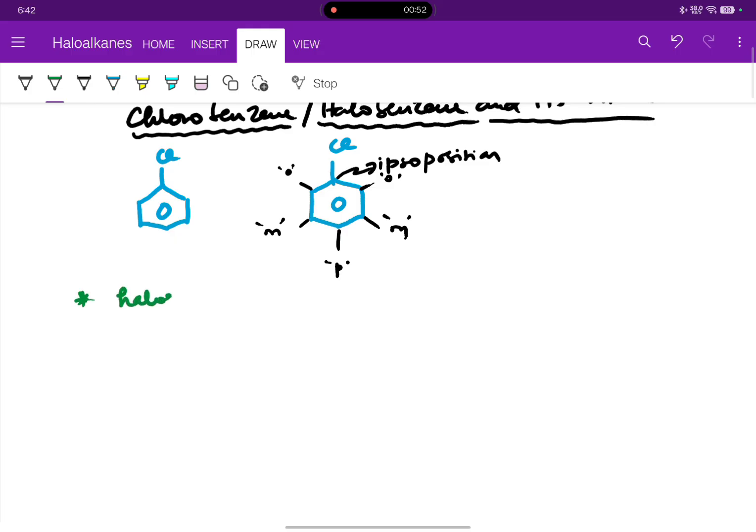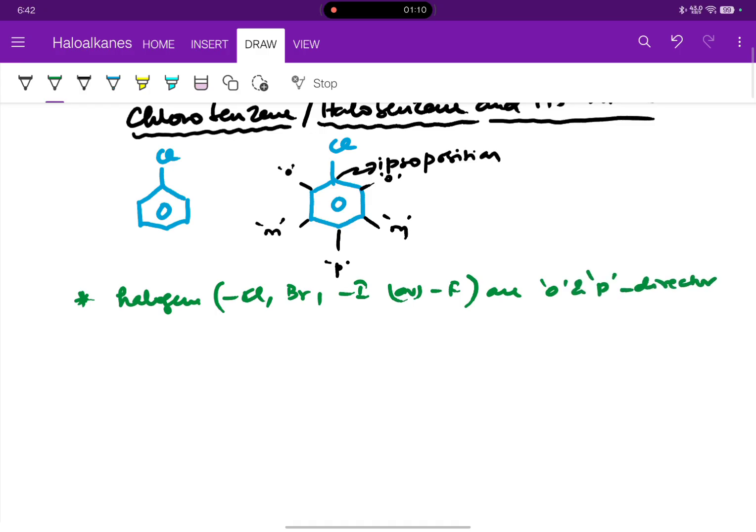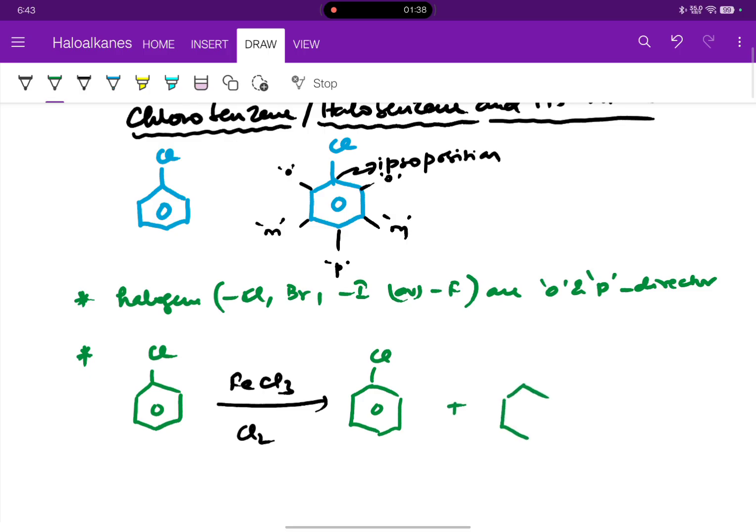Number one, a halogen, which can be chlorine, bromine or iodine, or in a very rare scenario even fluorine, are ortho and para directors. That means when you take a halobenzene, you can treat it with another halogen. What will happen? The incoming group will go to the ortho position or para position. In that, the major one would be the para isomer, and the minor one will be the ortho isomer.